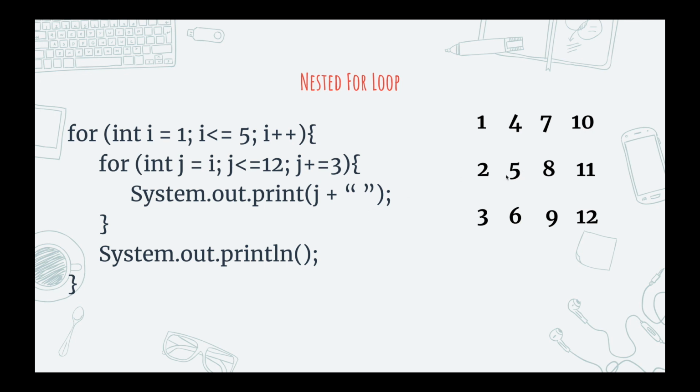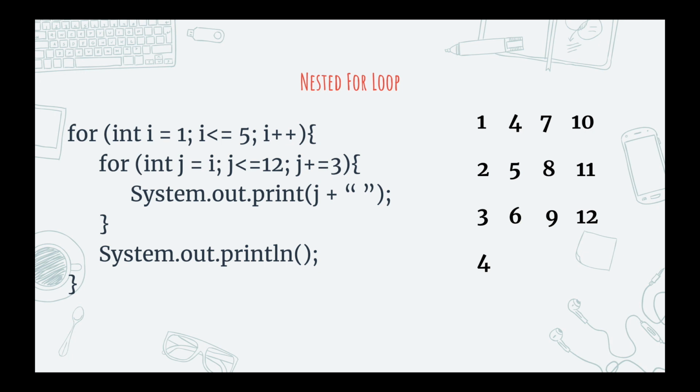Alrighty, so now I is no longer 3. I is now 4 because we incremented it. Is 4 less than or equal to 5? Yes, it is. So we execute the statements within, and integer j is equal to 4. So is 4 less than or equal to 12? Yes, it is. So we print out 4. Alrighty, let's add 3 to j.